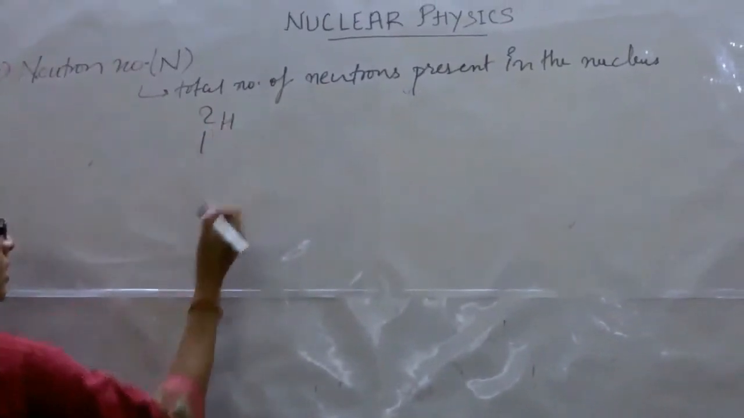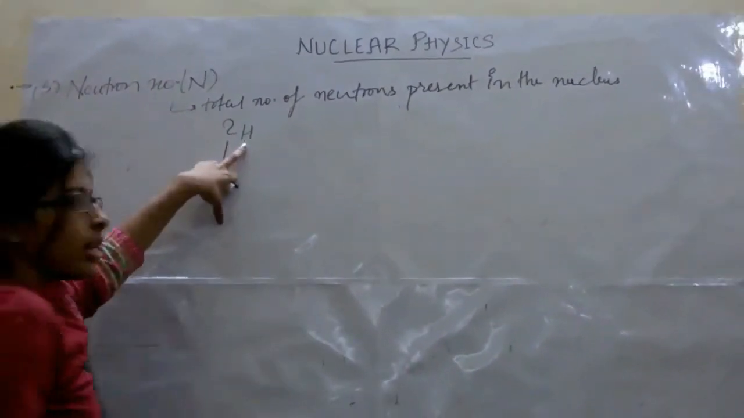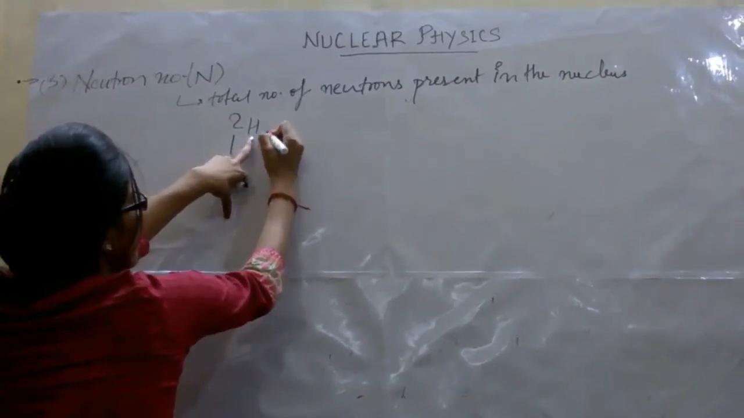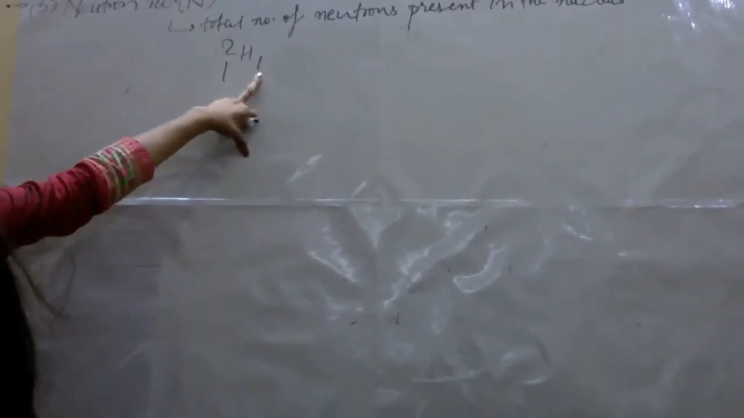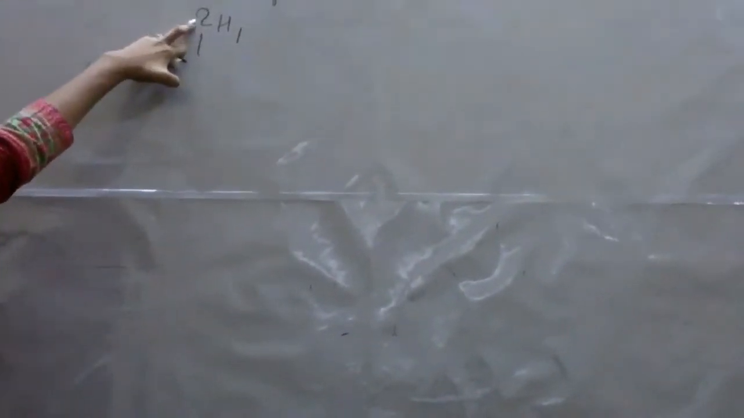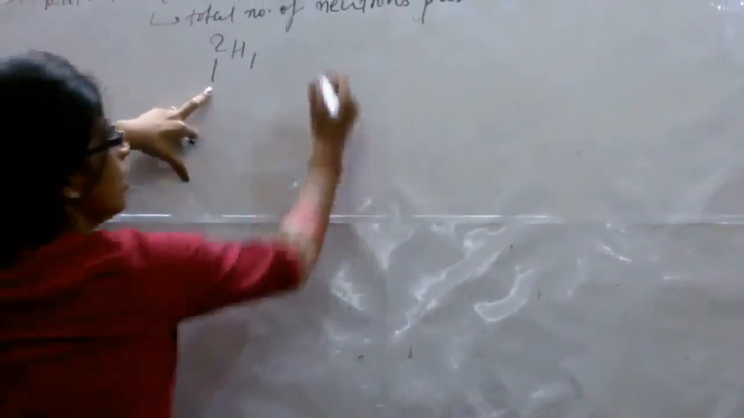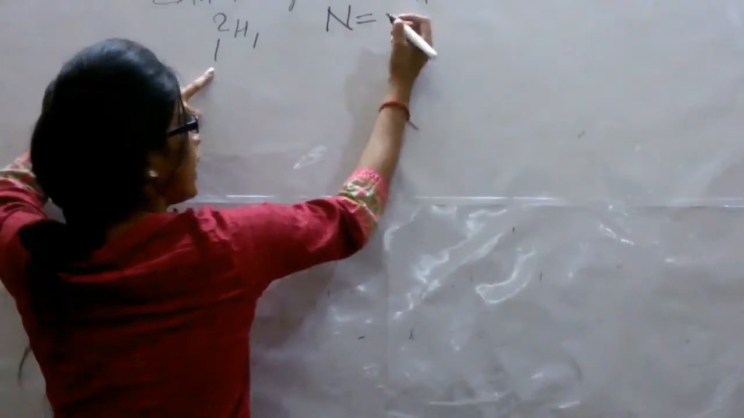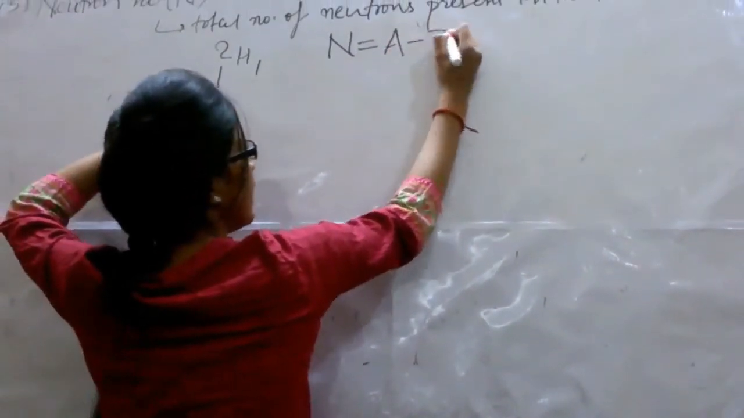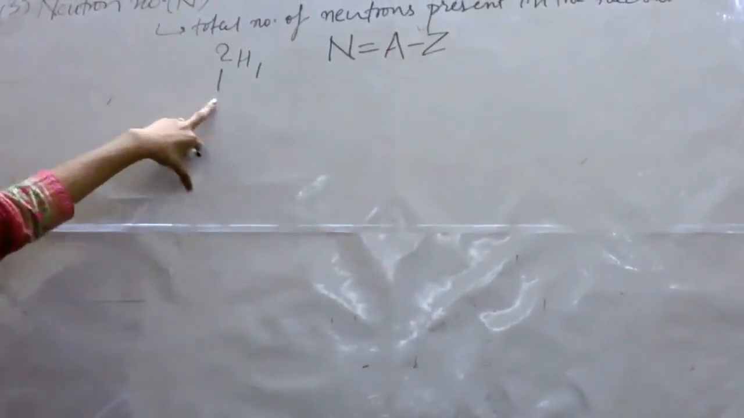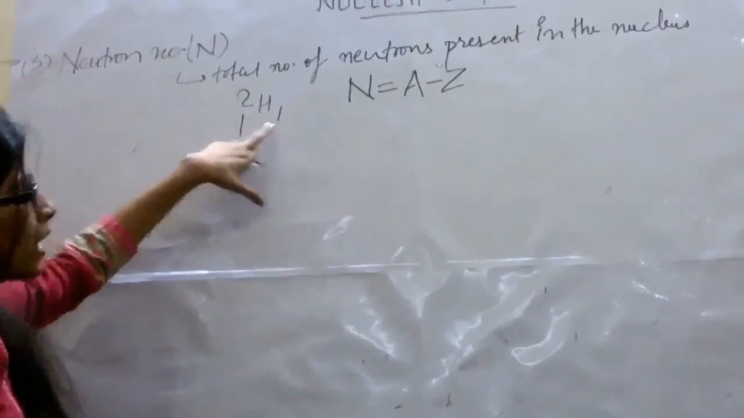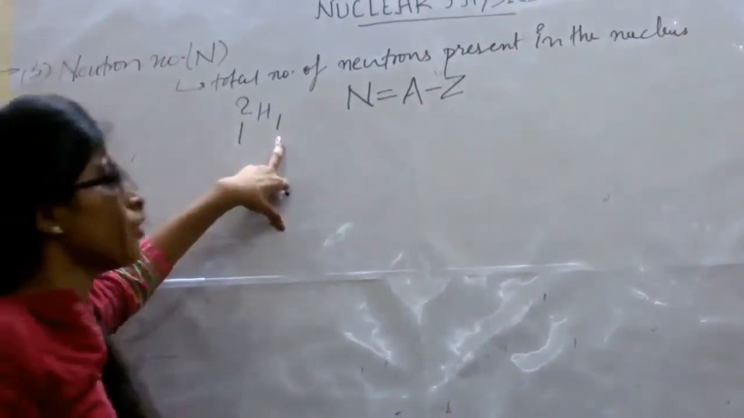For example, the hydrogen nucleus in which the neutron number is 1. Here mass number is 2, atomic number is 1. We get the neutron number by A minus Z. So 2 minus 1 gives us 1, the neutron number of the hydrogen nucleus.